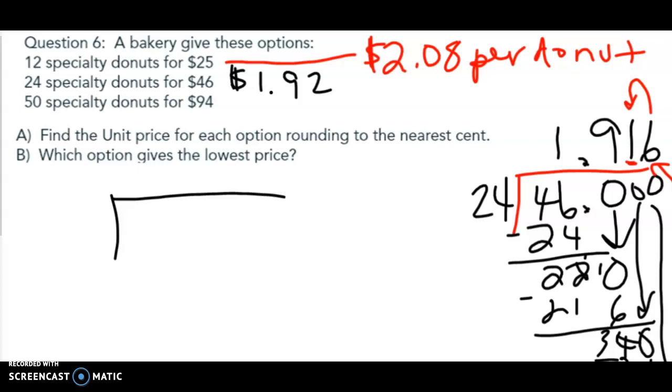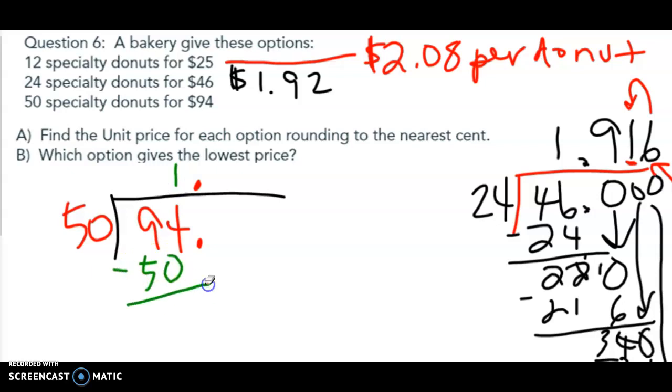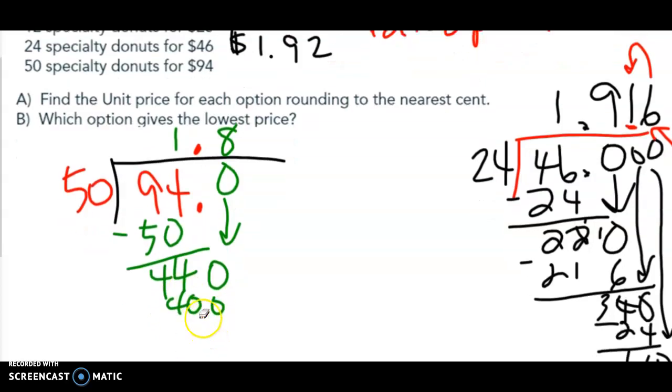So we'll have 50 and 94. I'm going to add a decimal. Okay, I know that 50 will go into 94 just once. And I'll subtract, and I'll get 44. I want to keep dividing. I already have that decimal. I'm going to add a 0 and bring it down. And how many groups of 50 can I get out of 440? I can get 8 groups. 8 times 50 is 400. And when I subtract, I have 40.